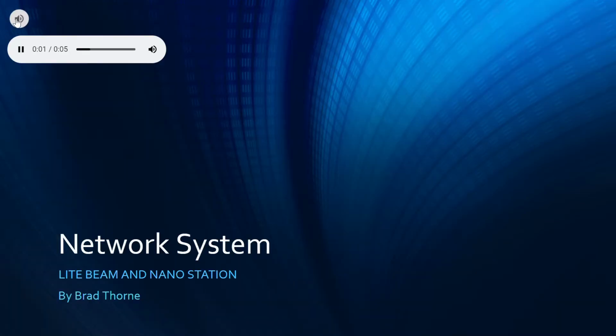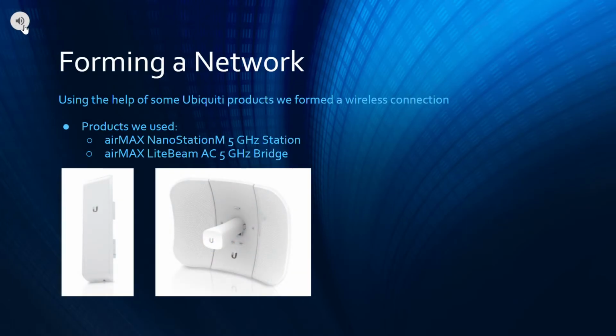I am Brad Thorne, and I handled making the communication system wireless. The first step of making everything wireless was forming a network. We chose to use some Ubiquiti products because a previous group had left one behind. The other one ended up being stolen with the previous weather balloon, but that's a story Christine can tell you.